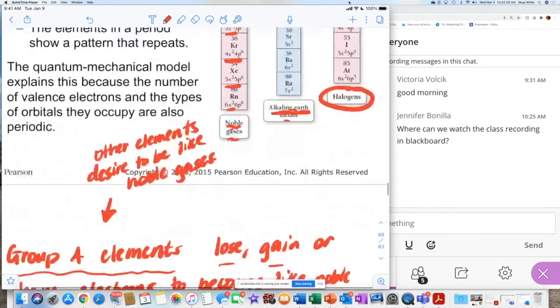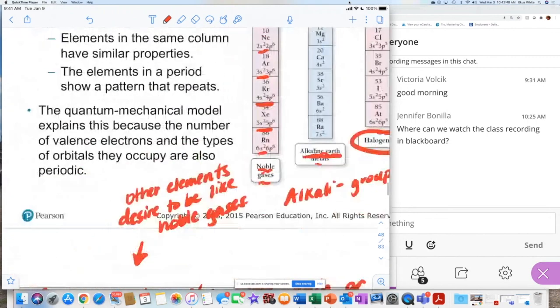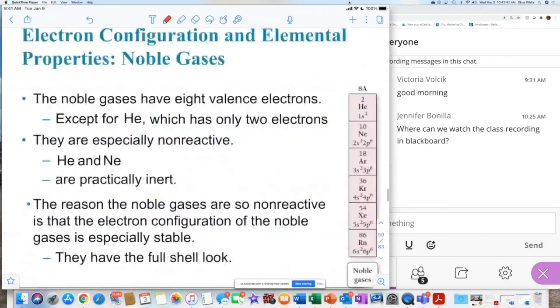So I don't see that here. Okay, so alkali, group 1.